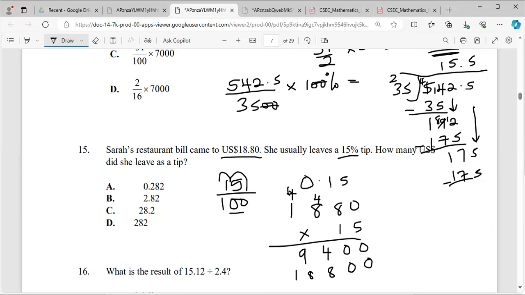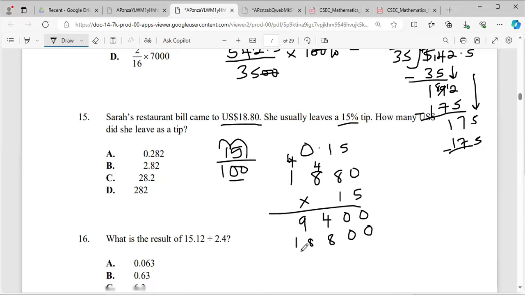So now we're going to add, right? 0 plus 0, 0. 0 plus 0, 0. 8 plus 4, 12. 2 carry the 1. 9 and 10 plus 8, 18. 1 and 1, 2. So now we get 28,200. But if we look at the options, it's not there. That means we need to do our next step. So what we need to do is what?